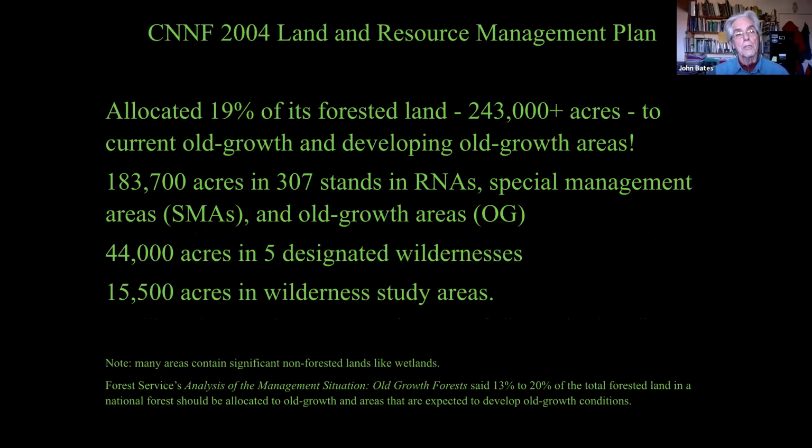Of hope also is the Schwalm and Nicolay master plan. They are allocating 19% of their forest land to developing old growth areas and to anything that has some current old growth. So that's exciting. I don't know how much of that's contiguous. There are 307 stands that they're looking at in their research natural areas divided among 183,000 areas. So they tend not to be that large.